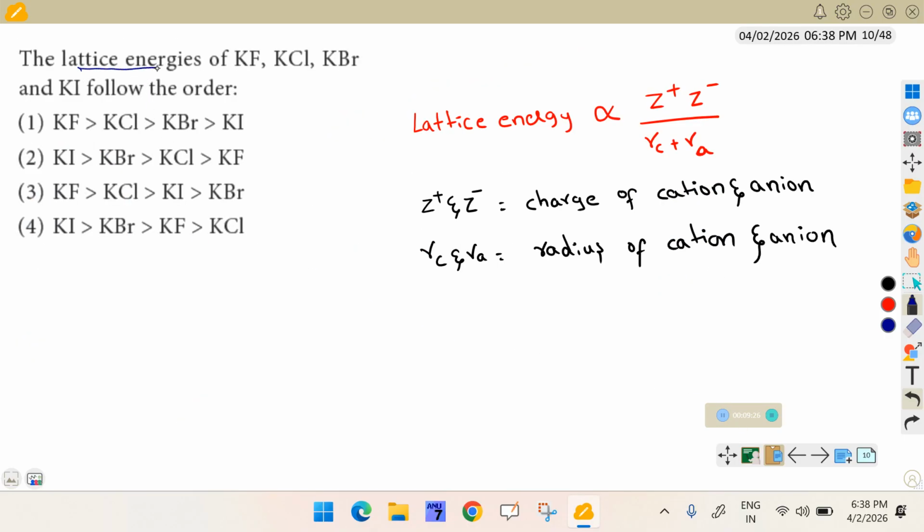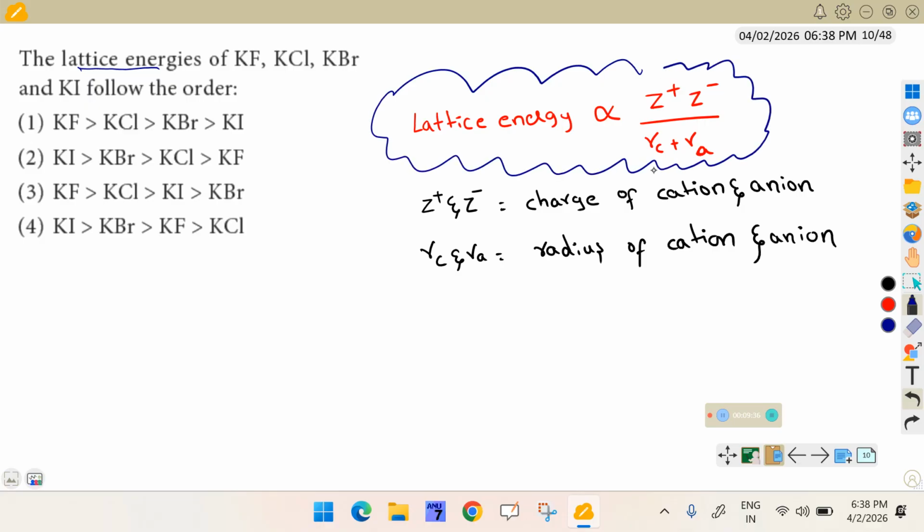Lattice energies of KF, KCl, KBr and KI follow the order. We know that lattice energy is directly proportional to charge and inversely proportional to the radius of cation and anion. In all the cases the cation remains the same; the anions are different: F minus, Cl minus, Br minus, I minus. Lattice energy is inversely proportional to radius. So the first option is correct.